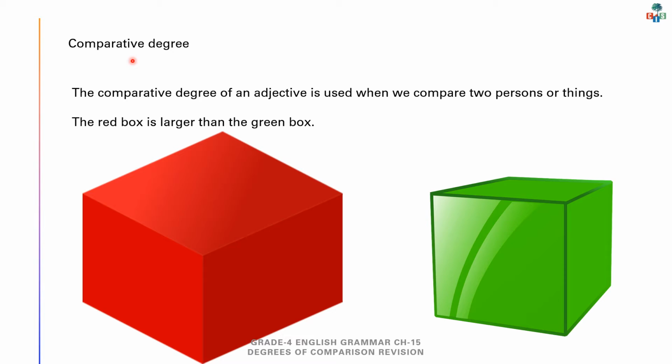Comparative degree. Yes, children. When we want to compare two persons or two things, at that time we use the comparative degree. For example, the red box is larger than the green box. Here I am comparing these two boxes with each other. So, when we compare two things or two persons with each other, at that time we will use comparative degree.